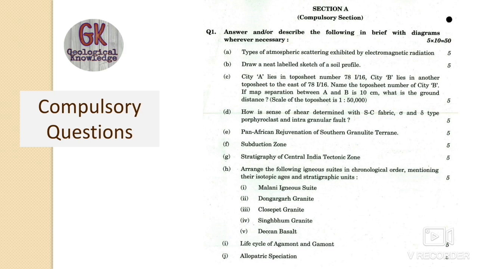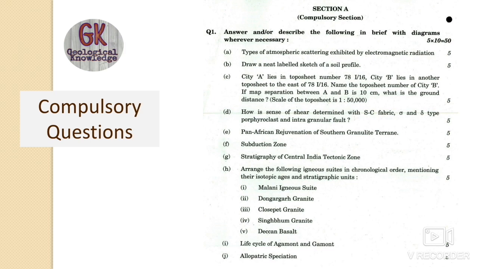Question number 1E: Pan-African rejuvenation of the Southern Granulite Terrain. This question deals with the stratigraphy section. Question number F: subduction zone, that is, how subduction zones are formed, which deals with the plate tectonic theory. Question number 1G: stratigraphy of the Central Indian Tectonic Zone. You have to draw a table only, the stratigraphy of CITZ, better known as the Central Indian Tectonic Zone.